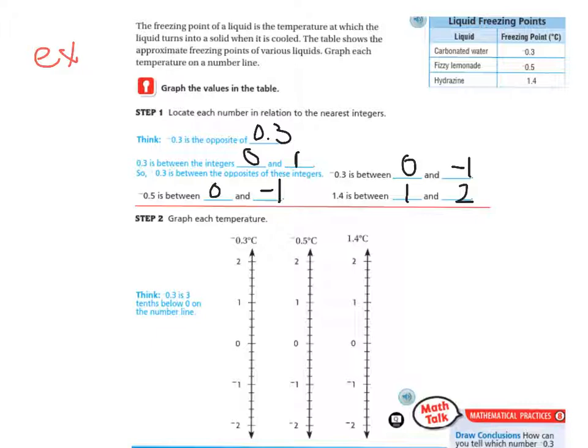Now I'm just going to go ahead and graph each of these. I have three separate graphs. So negative 0.3, I'm going to go between 0 and negative 1. It's going to be about here.